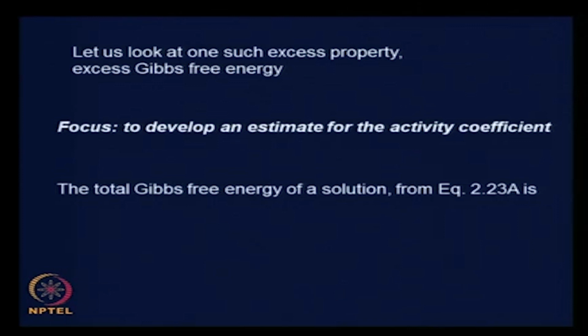Now, the total Gibbs free energy of a solution, and if you flip back to your second module, you will find from equation 2.23a was G^T equals the sum over the product of N_i times mu_i. We will get it from there, and let us call this equation 4.24. We will need to refer to this from time to time. So, G^T is the sum over N_i mu_i.